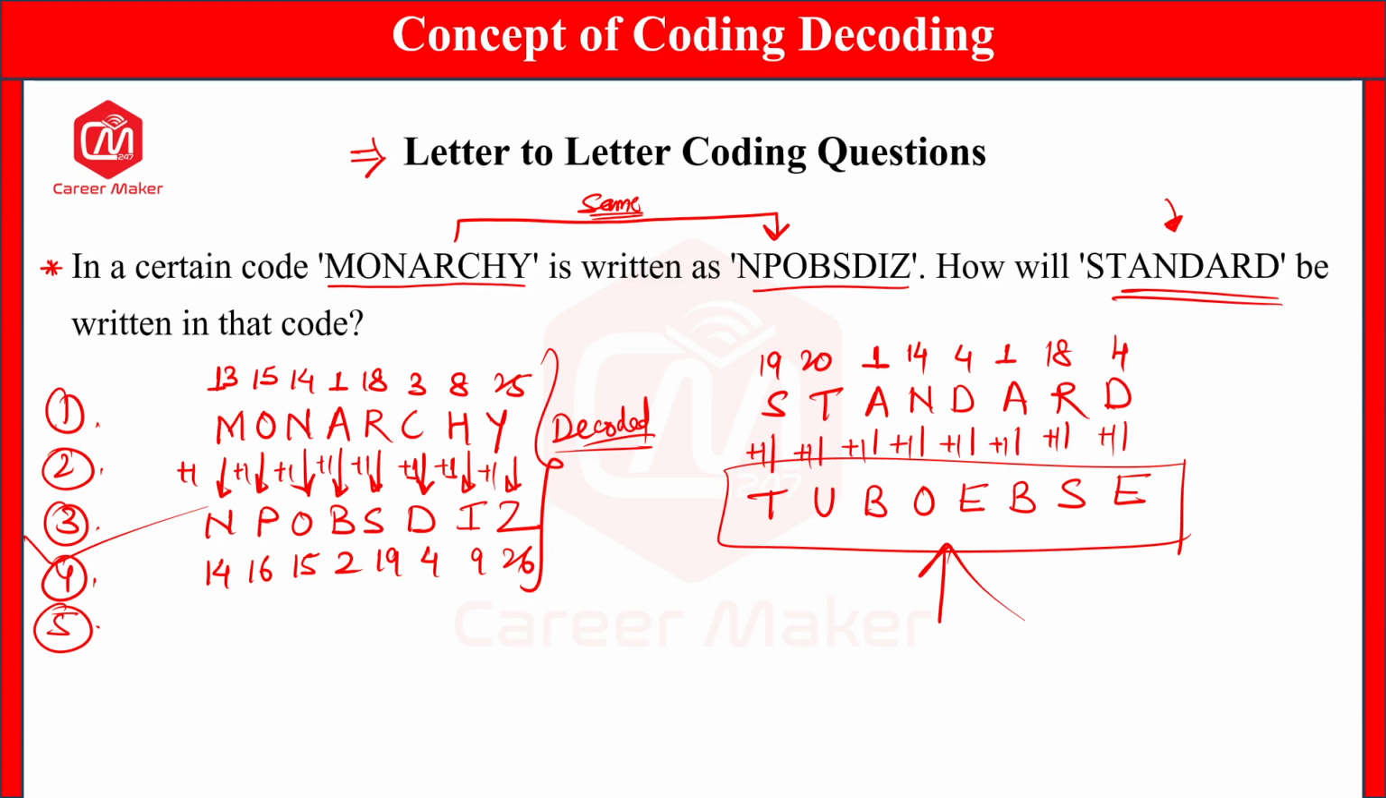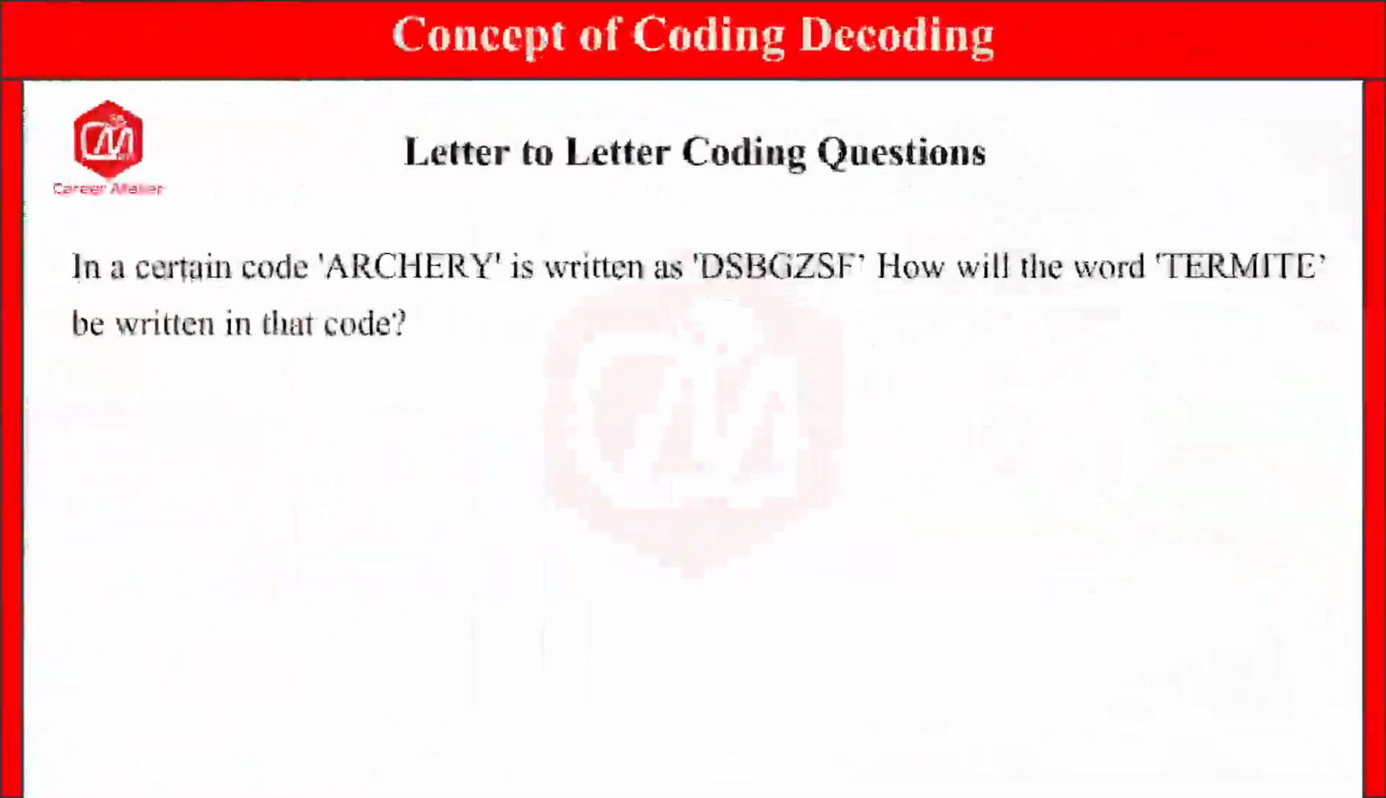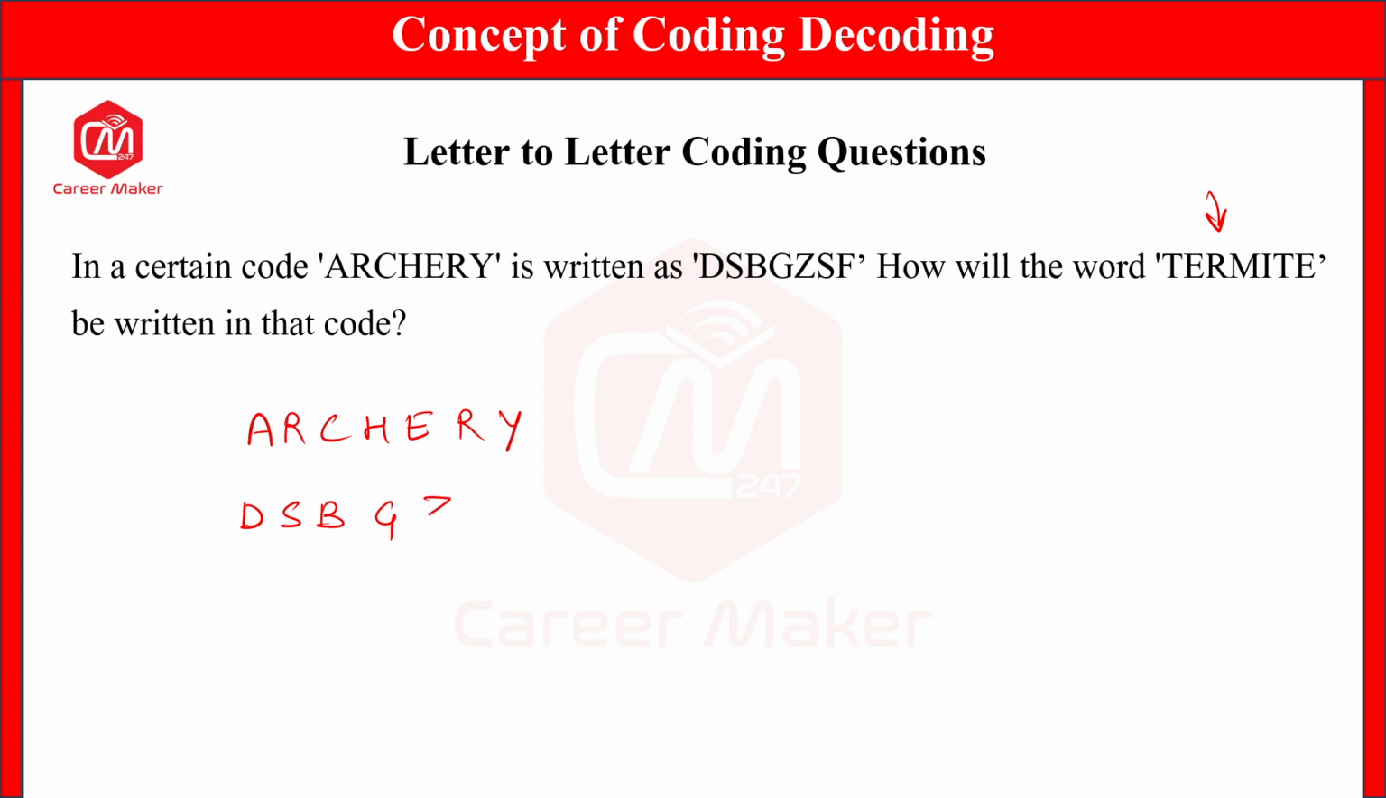In some questions, a different pattern and logic can be possible. That also we can understand with the help of another question. So let's go with this and try to find out. Now it's your turn to identify what actually will be the code of termite. Meanwhile, I'm trying to answer this. You try to answer in the comments. We have ARCHERY, right? So it is coded as DSBGZSF, right? So actually how did they do it?